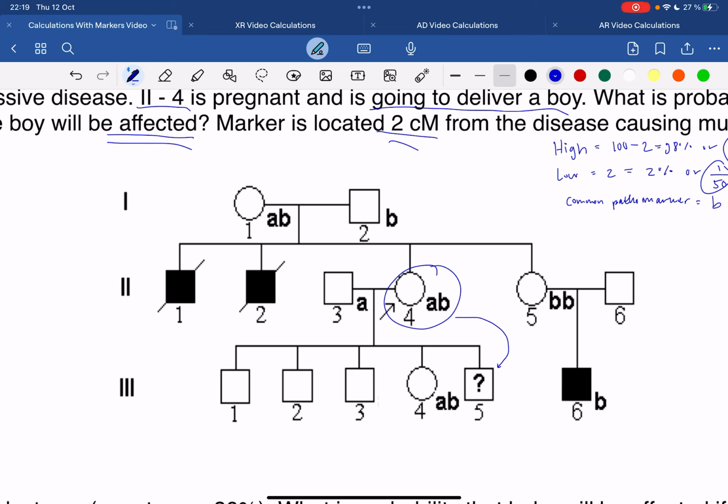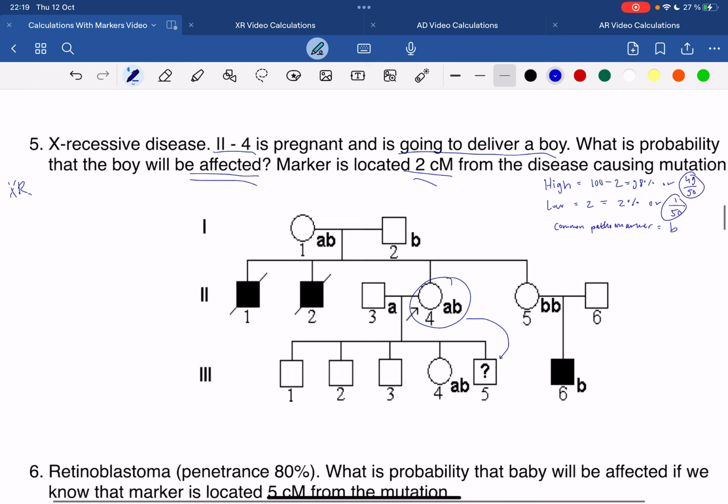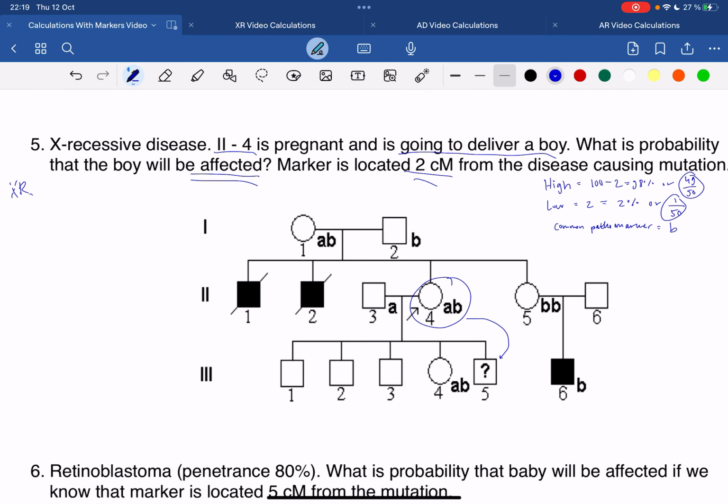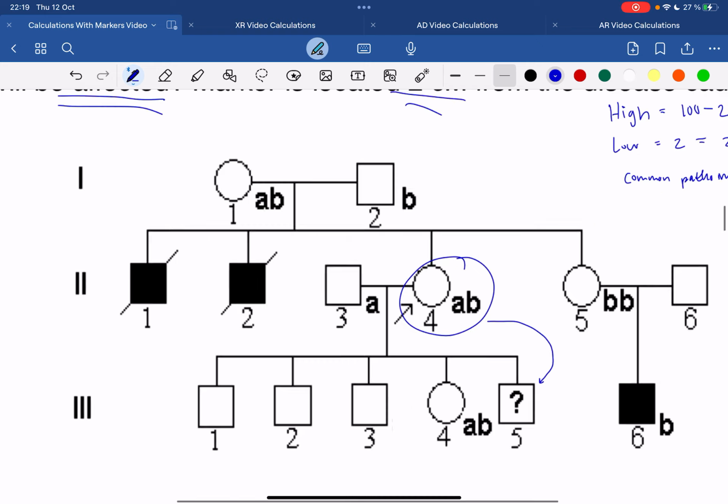is not carrying, sorry, let me just look at my notes to be sure that I'm doing something right. Is not carrying the B that she gets from her mom.